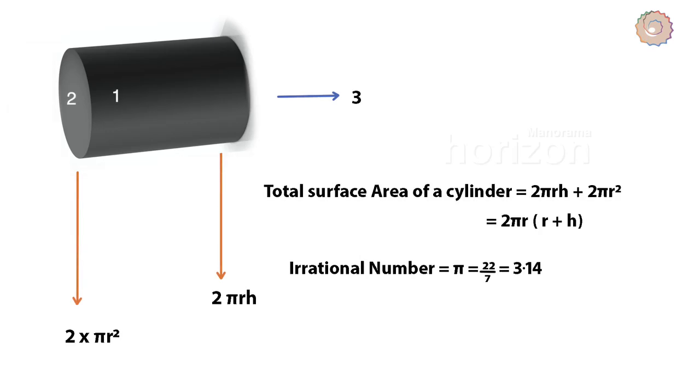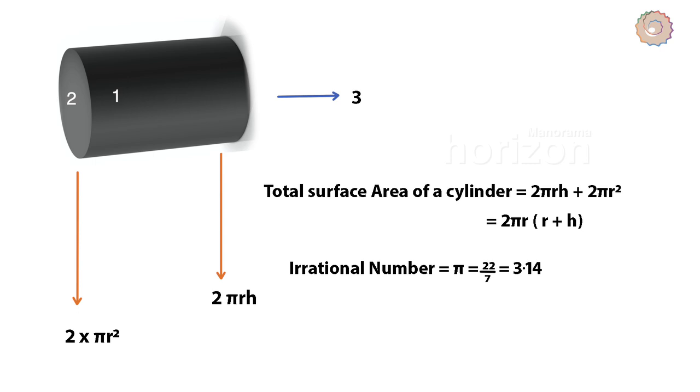Now, what if we close the top and bottom surface of the cylinder? We know that area of the circular base is pi r square. Here, we have two of those faces, that is 2 times pi r square. Also, since we need the total surface area of the cylinder, we add the curved surface area, that is 2 pi r h, to 2 pi r square. Taking 2 pi r common, we get 2 pi r multiplied with the sum of r and h.